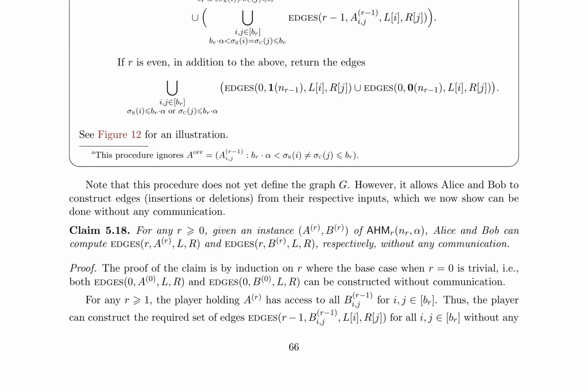For any R greater than or equal to 1, the player holding A_R has access to all B_R1_{i,j} for i, j element of B^R. Thus, the player can construct the required set of edges R1, B_R1_{i,j}, L_i, R_j, for all i, j element of B^R, without any communication.